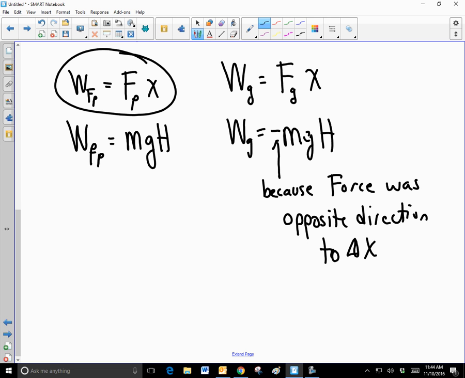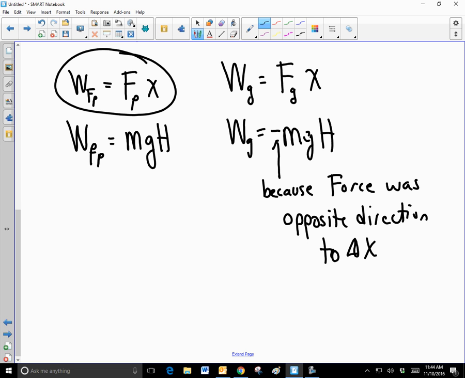So the force of gravity was acting downwards. The distance traveled, or the displacement, was upwards. Those are in opposite directions. So the work done was negative. So while I was doing positive work because my force and the position change were the same direction, gravity at the same time was doing negative work.